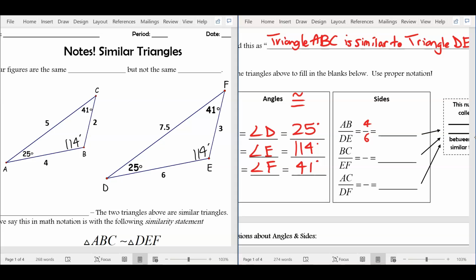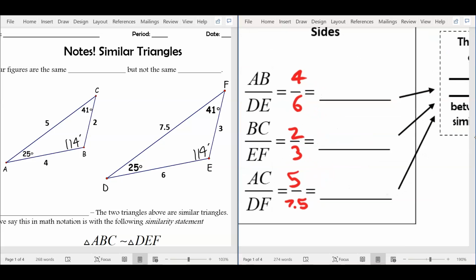All right. And what's BC over EF? BC, EF. What am I going to write? Okay, 2 over 3. And then AC over DF, 5 over 7.5. Okay, now we made fractions out of the corresponding sides. Now the question is, what does that equal?